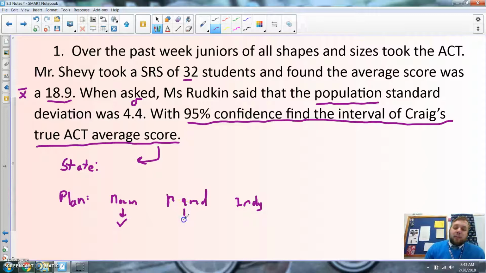Is it random? I would say yes. It's stated a simple random sample. And is it independent? How do we know if things are independent? Well, if we take less than 10% of the population. The number of juniors is over 320 at Craig, so we would say yes, because there's more than 320 juniors at Craig. There's around 400. Cool beans. So that's my plan.